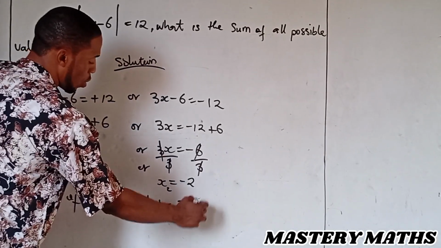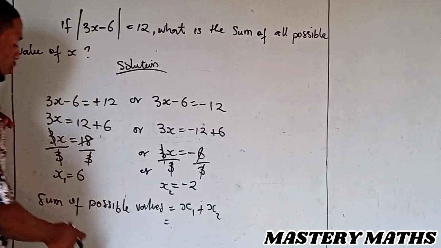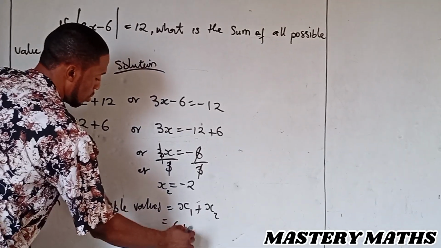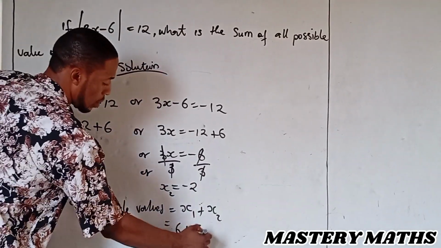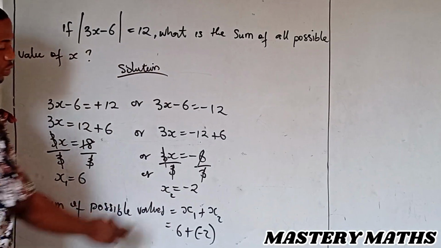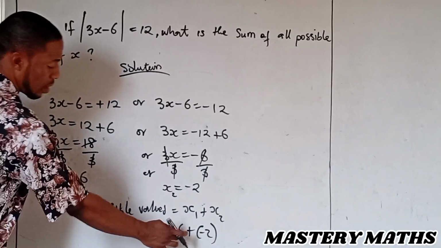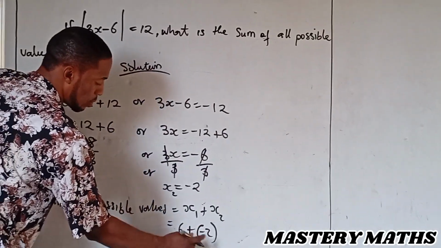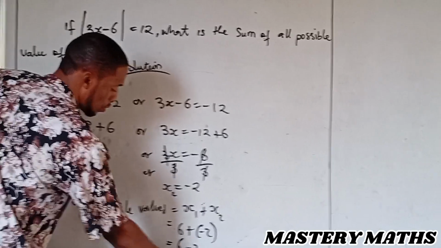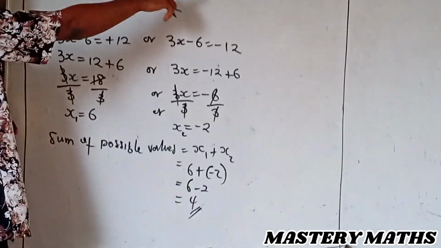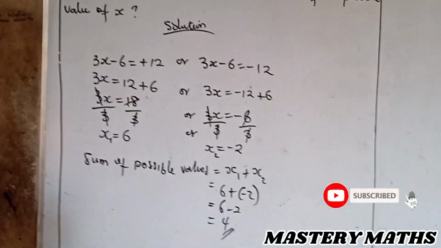which is x1 plus x2, which will give us our x1 is 6 plus this minus 2. Because when two signs are coming together, separate them with brackets. So you have your 6 plus times minus is minus 2. So 6 minus 2 is 4. So the sum of all the possible values of x is a positive 4. Thank you.